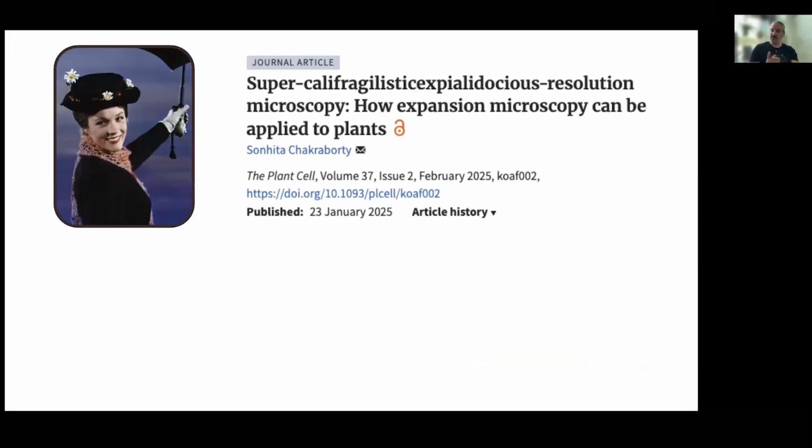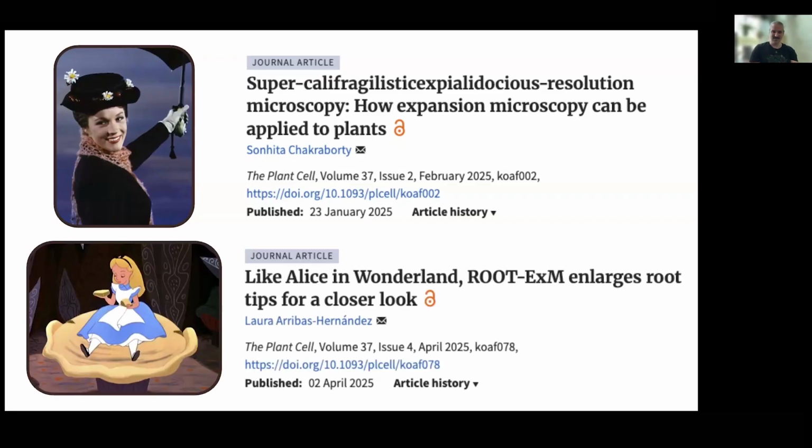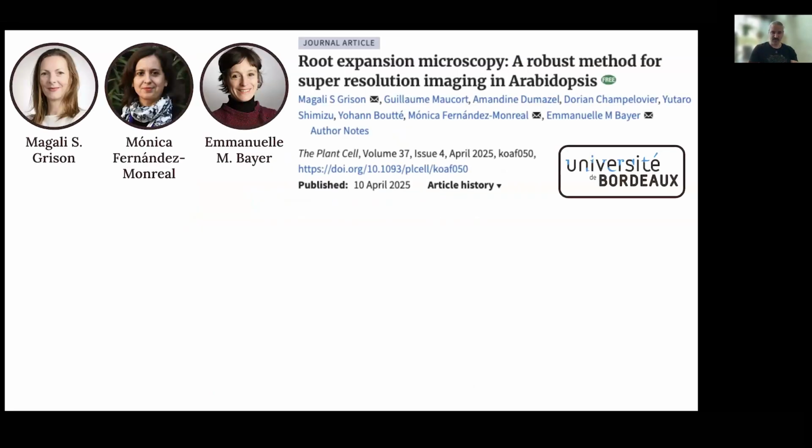So there were two papers coming out that sort of commented on these publications. And again, people thought this technology was kind of magical. Here's the Mary Poppins review of our manuscript, and then there was the Alice in Wonderland review of the manuscript. So people considered it kind of magical, but I hope that I will show you this is actual science and actual working technology.